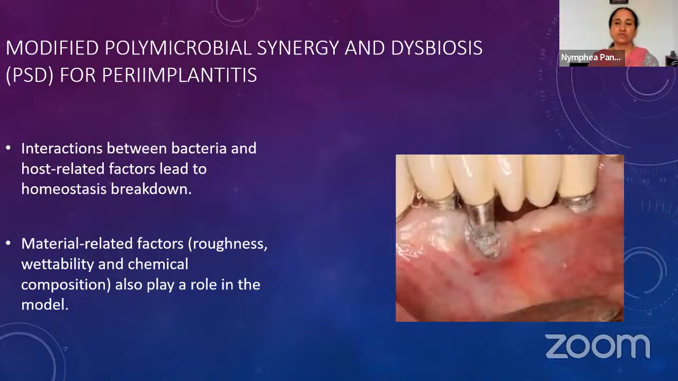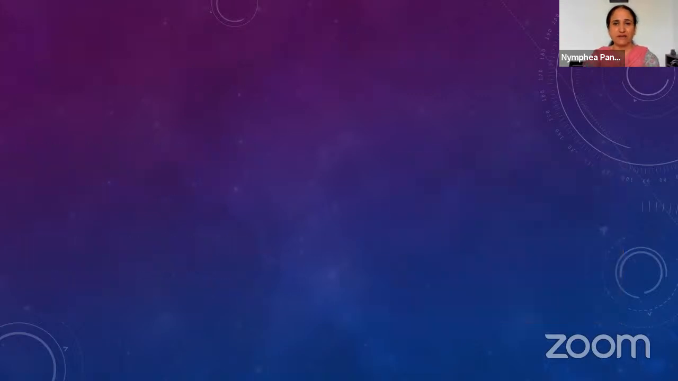We are also studying, because now we are dealing with something which is mechanical, material related factors that have been incorporated in that. That is the roughness, wettability, and chemical composition. They also play a role in the pathogenesis of disease. So peri-implantitis not only has this dysbiotic or multi synergy or nososymbiosis, they also have the contribution from the type of implant that we are placing. So the synergy and dysbiosis in peri-implantitis also involves the material factors.